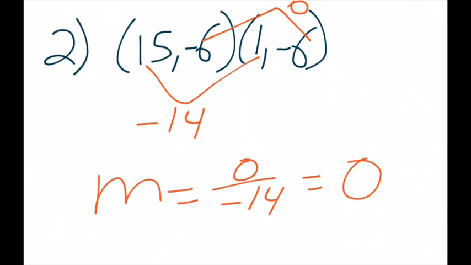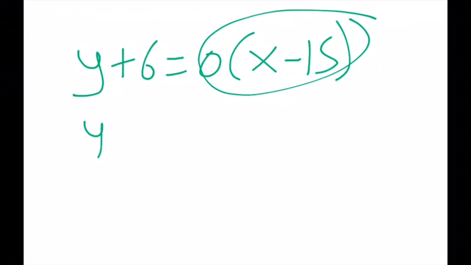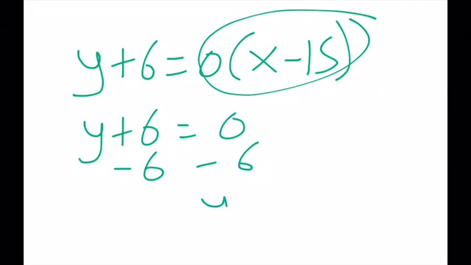Okay, I'm going to pick a point. I'll go ahead and just pick the first one here. So x1, y1. When I plug this in, I get y plus 6 equals 0 times x minus 15. Now this whole thing is just 0, so I have y plus 6 equals 0. Subtract 6 from both sides, y equals -6.